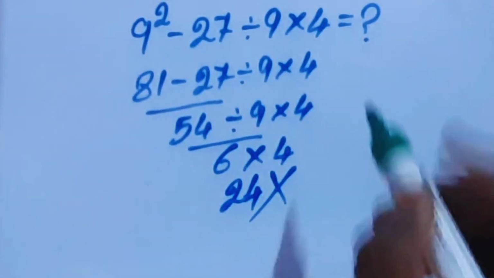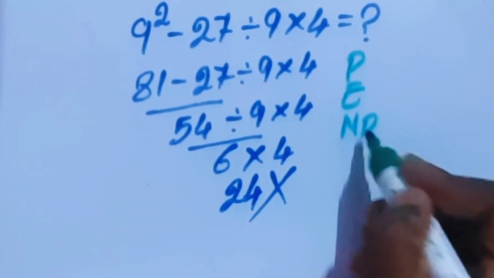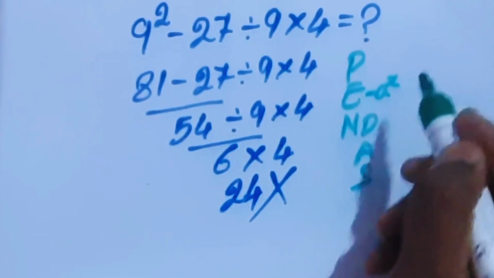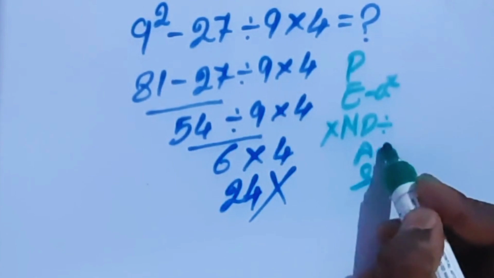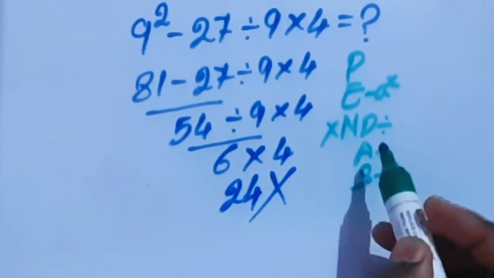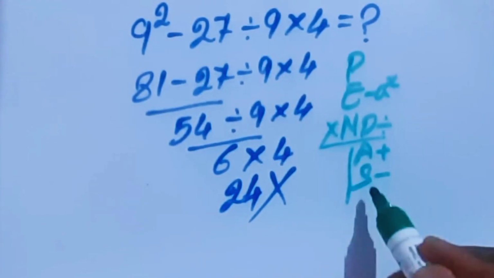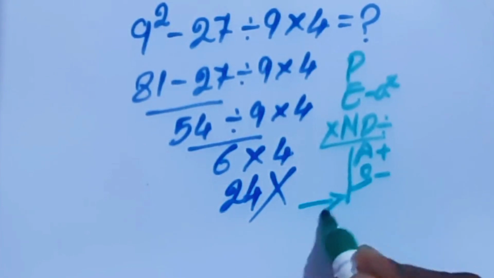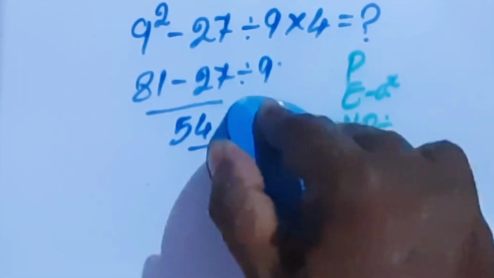Now here we are going to introduce that PEMDAS rule from order of operations. Here this is exponent, M stands for multiplication, D stands for division, A stands for addition, S stands for subtraction. Here multiplication and division are equal priority. Also addition and subtraction are equal priority. For equal priority, we are going to introduce another rule called left to right. Now we are going to solve this problem in the correct way by using this order of operations, PEMDAS.